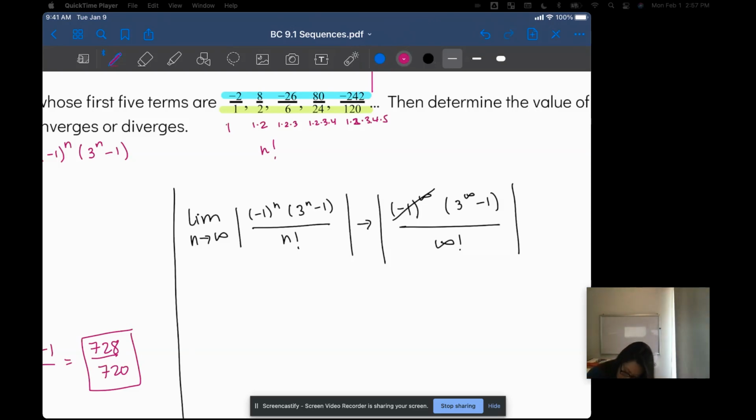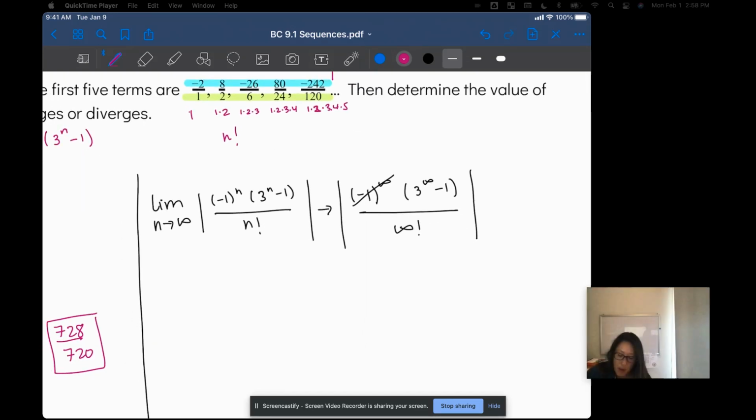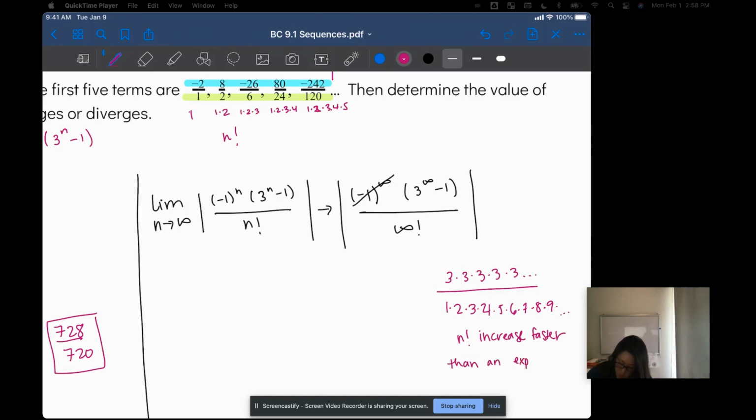Okay, so next we're going to look at who wins, who increases faster, the numerator or the denominator. So just so you can imagine this, 3 to the power of infinity would be like 3 times 3 times 3 times 3 times 3, and it keeps going on and on. Infinity factorial is like 1 times 2 times 3 times 4 times 5 times 6 times 7 times 8 times 9. Who wins? Well, they are both multiplying, but the denominator's numbers are going to multiply by a larger number. So the denominator is going to win. Okay. So n factorial increases faster than an exponential.